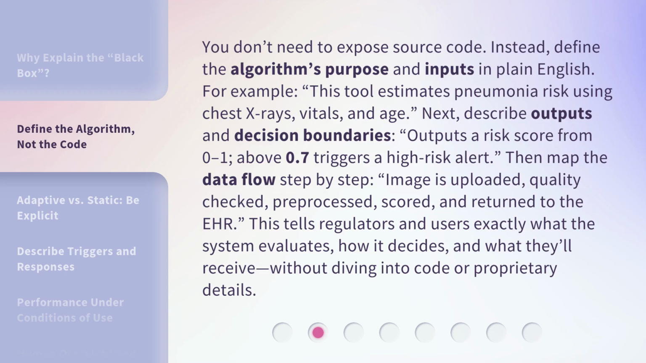Then map the data flow step by step. Images uploaded, quality checked, pre-processed, scored, and returned to the EHR. This tells regulators and users exactly what the system evaluates, how it decides, and what they'll receive, without diving into code or proprietary details.